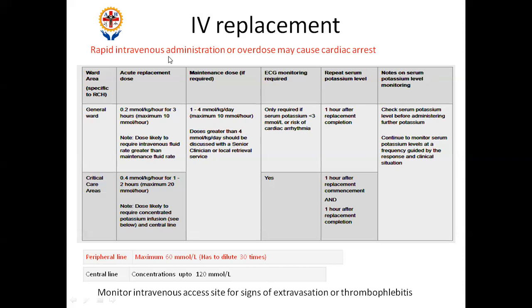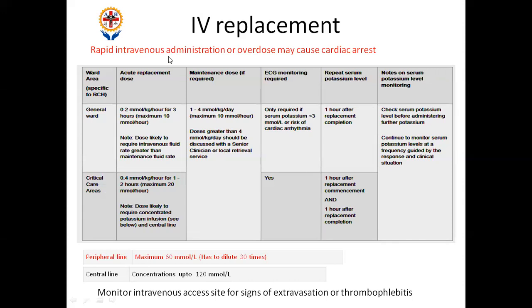If the child is not able to take orally, or is severely symptomatic with ECG changes, then you need IV correction. If you have an ICU area where you can monitor ECG closely, you can go up to a maximum of 0.4 millimoles per kg per hour. But every hour you need to keep repeating the potassium. Give it till you reach the critical value of 2.5 or your ECG changes are corrected. Once it is getting corrected and the symptoms are better, you can switch over to oral correction and increased maintenance, oral or IV, depending on the child's intake.